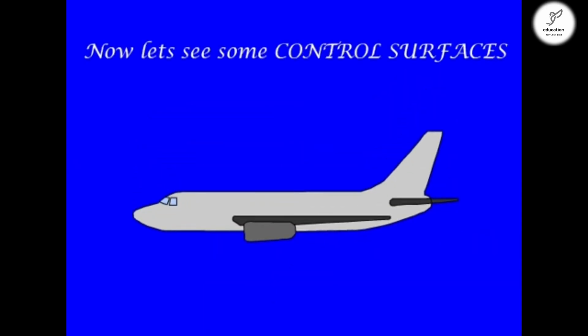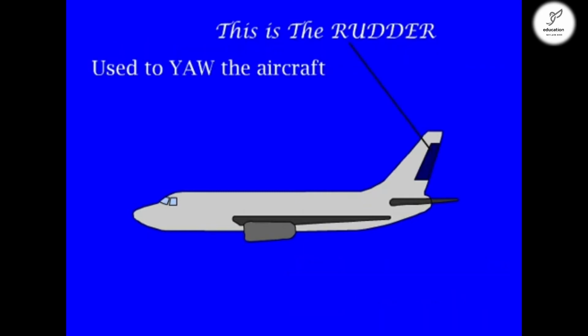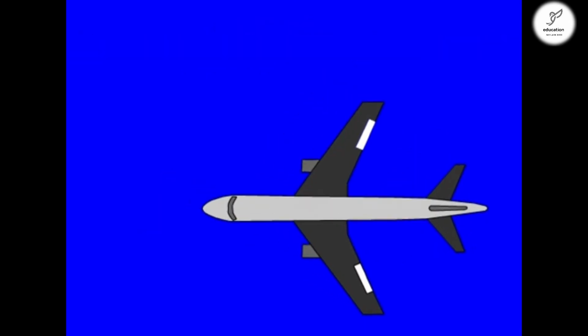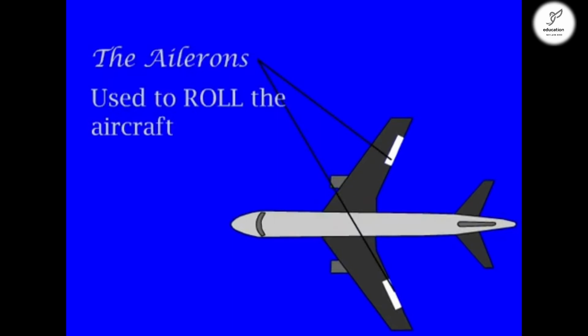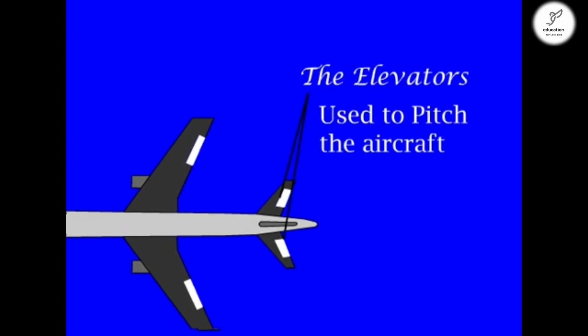Now let's see some control surfaces, again by moving the aircraft around a bit. This is the rudder, which is used to yaw the aircraft. Now if we see from the top, we see the ailerons on the wing, which are used to roll the aircraft. And on the horizontal stabilizers, we have the elevators used to pitch the aircraft.